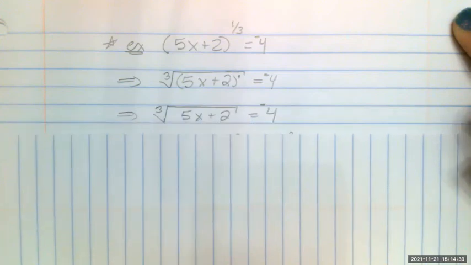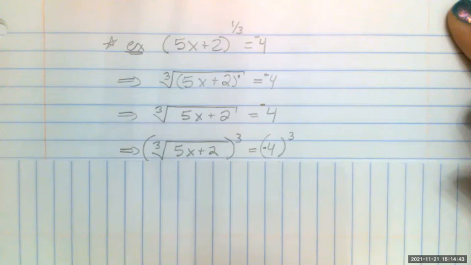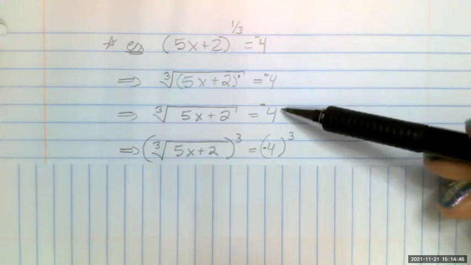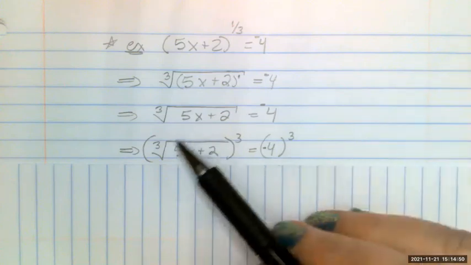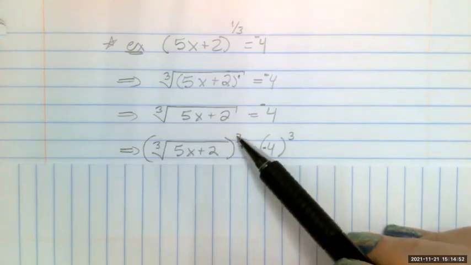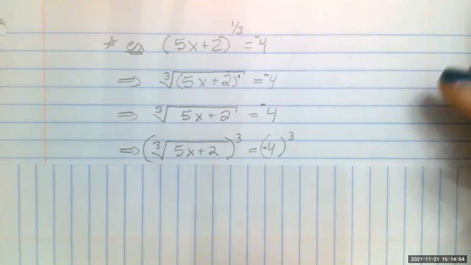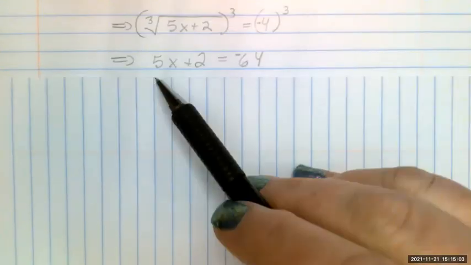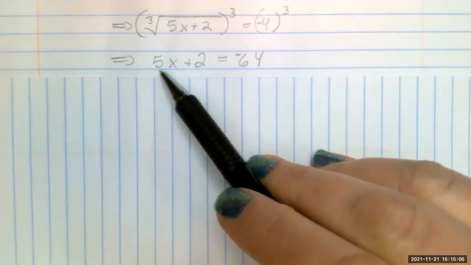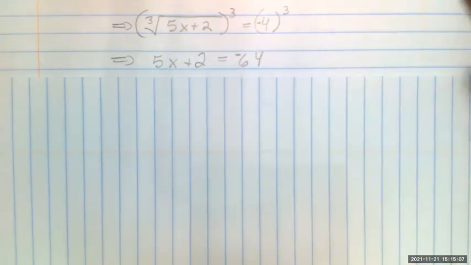Is the radical by itself? Yes. Good to go. There's no other radical that remains, so I'm going to go to step 3, which is to use the power rule. If the index is 3, I raise both sides to a power of 3. The radical here will go away. I end up with the radicand 5x plus 2 equaling negative 64.